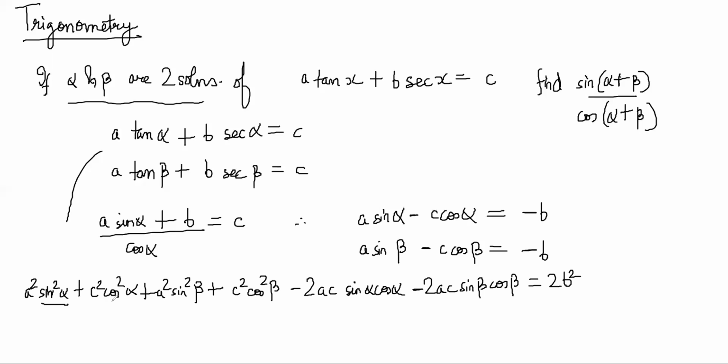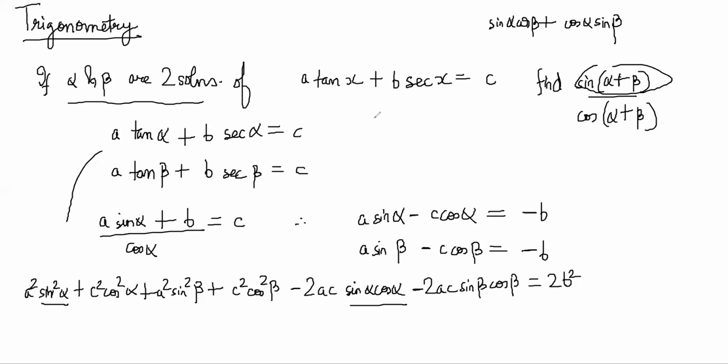c square minus c square sine square alpha. Okay, so this is c square. 2ac common, sine alpha cos alpha, sine beta cos beta. Okay, maybe this is not the way to do it then. We have to find the value of sine of alpha plus beta. Basically, we have to find sine alpha cos beta plus cos alpha sine beta.